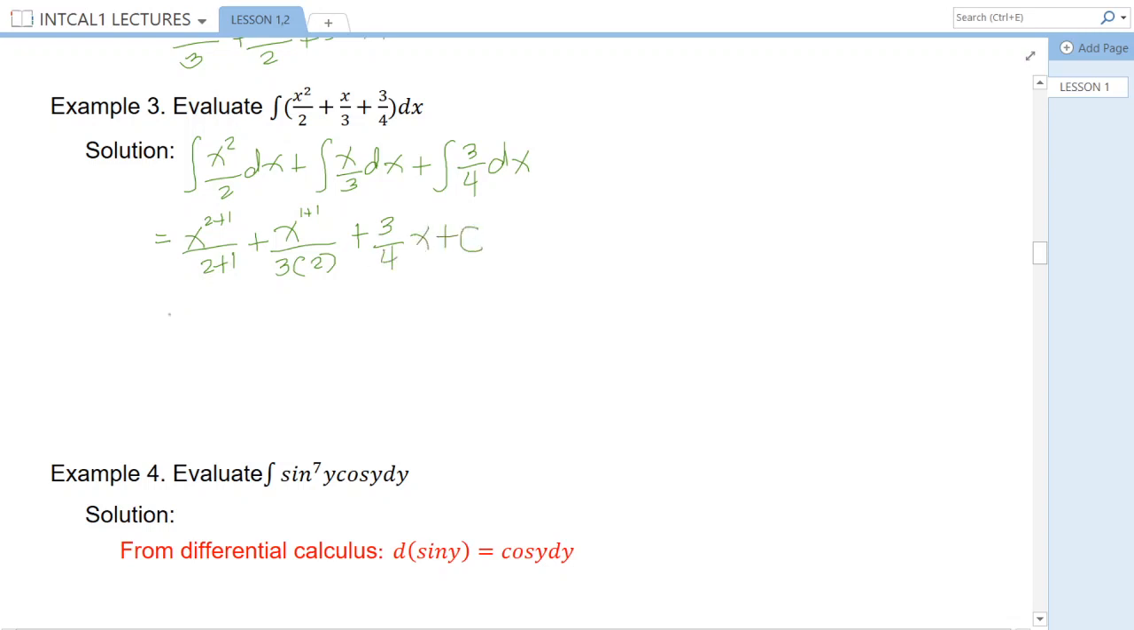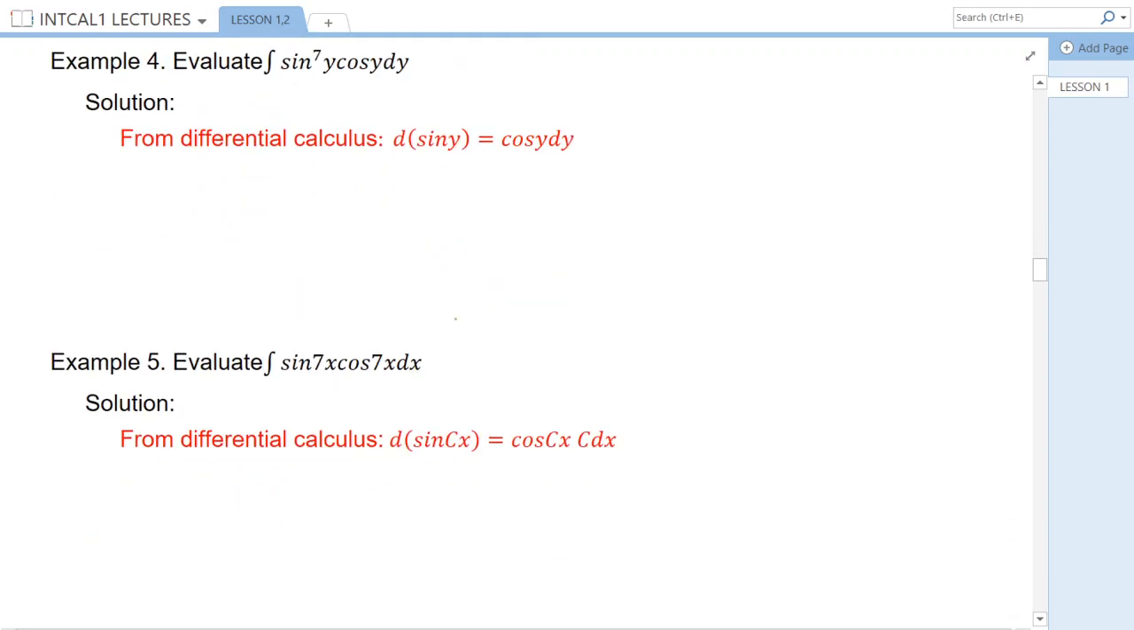Okay, simplifying that further, it will give us x raised to 3 over 2 plus 1, that is 3, plus x raised to 2 over 3 times 2, that is 6, plus 3 fourths x plus c. So that is our final answer. Okay, next, how about this one? That is the integral of sine raised to 7 y cosine y dy.